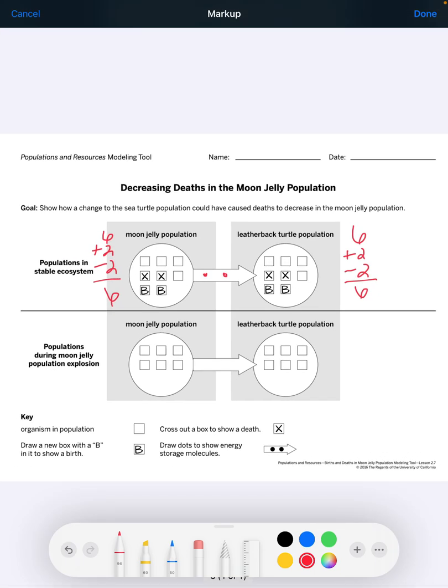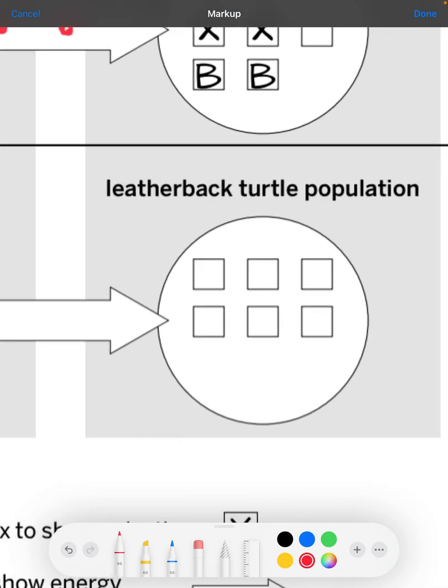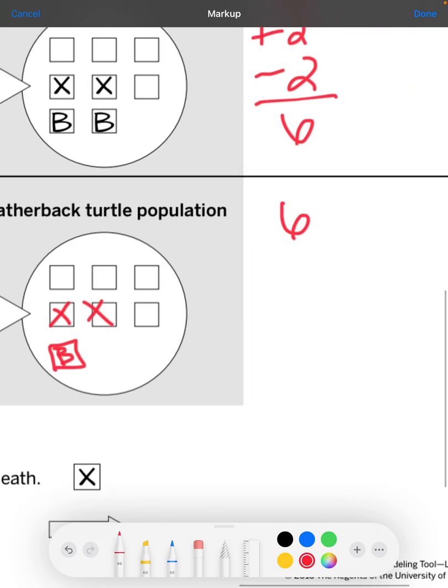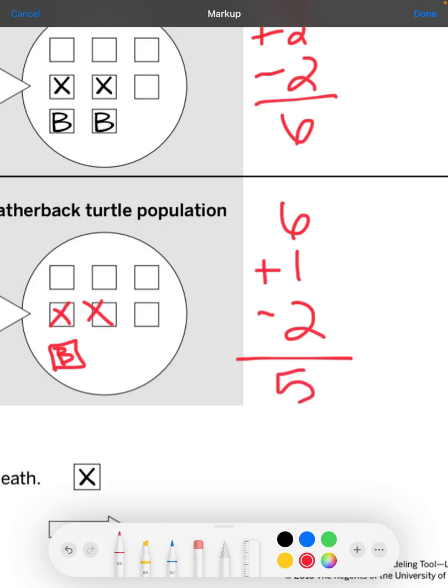Now, the moon jelly population is going to decrease, but I can't mark up my moon jelly yet. The turtles have to change first. So I've got to show a decrease in the turtle population. So I'm only going to do 1 birth because I always have to do at least 1, and I'm going to have 2 deaths. So I've got 6 plus 1 minus 2 is 5.